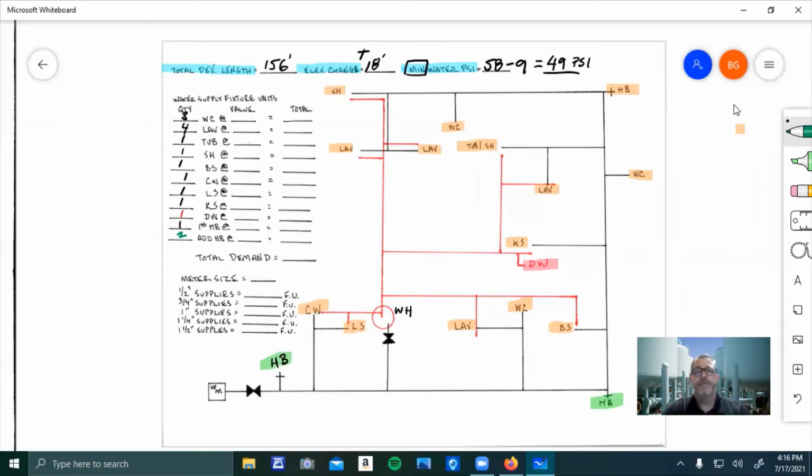Now, before we go any further, all we did was count our fixtures. That's all we did. We didn't look at the piping. We didn't do anything except count the fixtures. So I have all my fixtures counted, but I don't have the values for each one yet. And we're going to get to that in a second. But just keep in mind, this is the initial counting. And that's how we could do what we did here with these hose bibs. First hose bib's 2.5. Each additional one is 1 fixture unit. And I'll show you that in a sec.